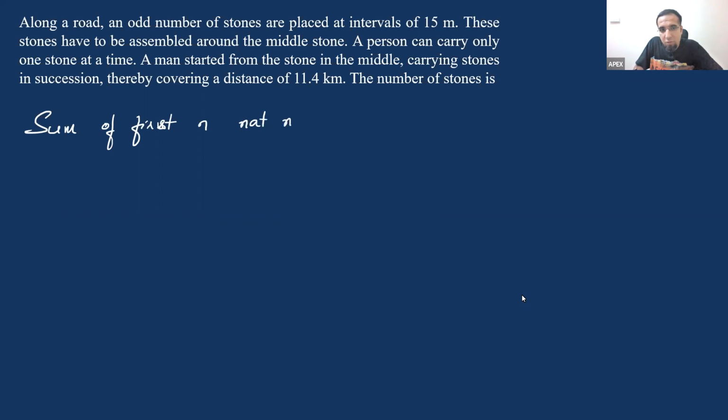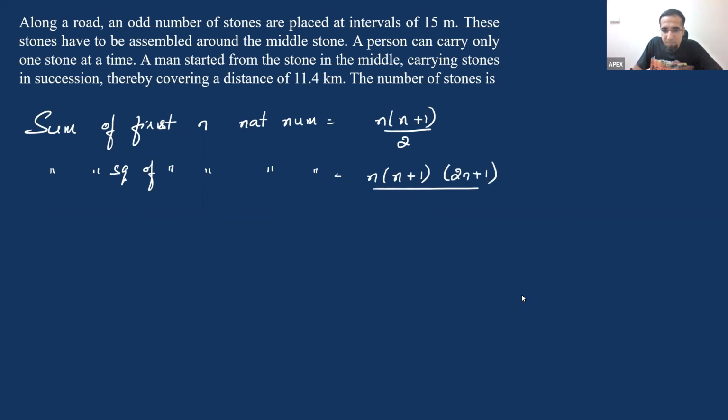First n natural numbers, we know the formula is n into n plus 1 by 2. We need to know how to apply this. Then we're looking at sum of squares of first n natural numbers. That is n into n plus 1 into 2n plus 1 divided by 6.